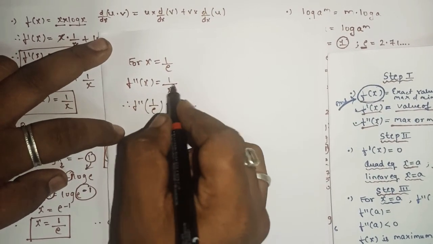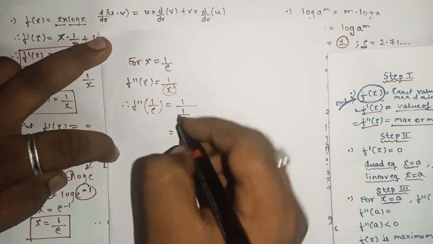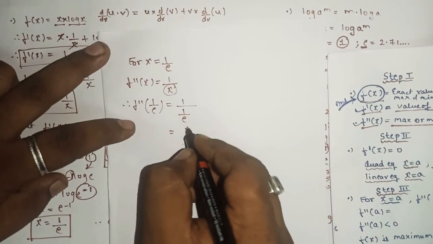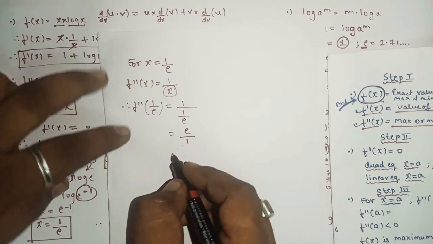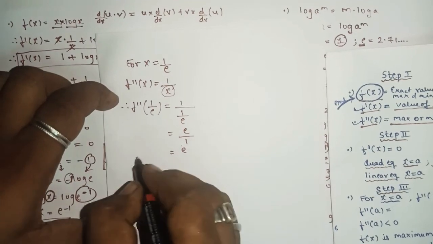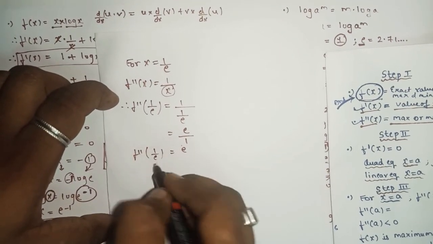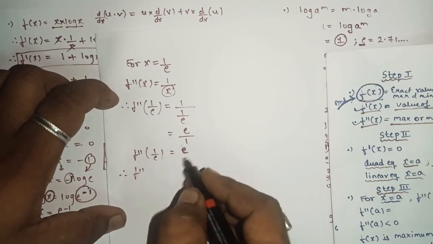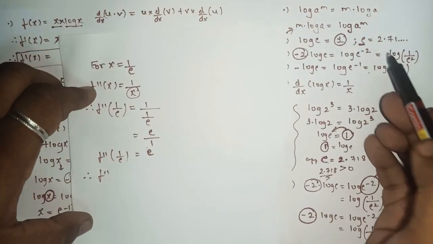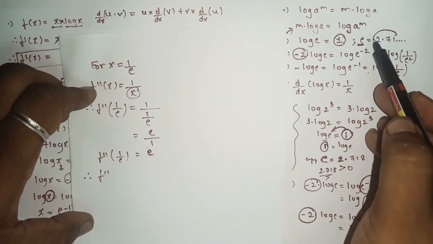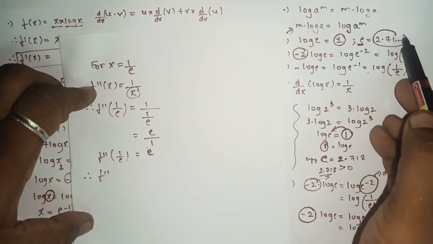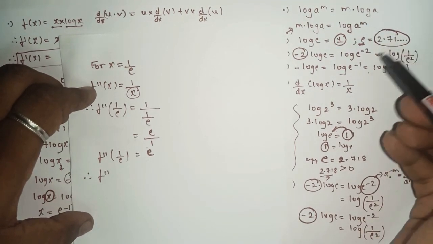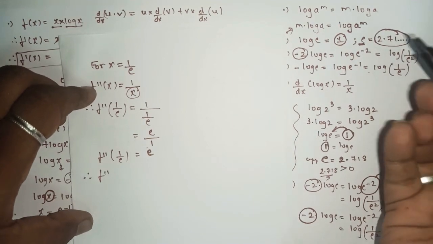Now we'll replace this x by 1 by e. So this e will go up, so this will be e upon 1. And e upon 1 is e. So here we got the answer of the second derivative, and we know that the value of e in logarithm is approximately 2.71. Yes or no? 2.7, so it is greater than 0.